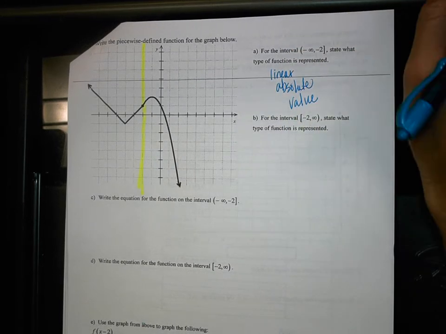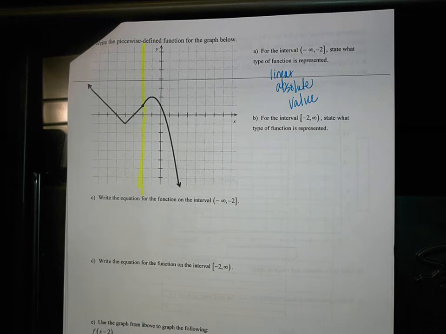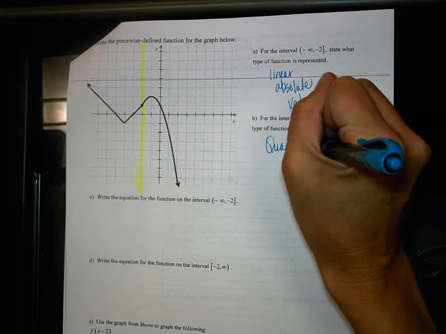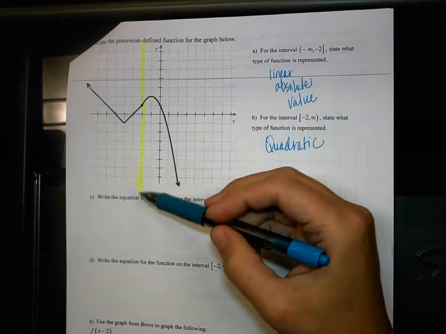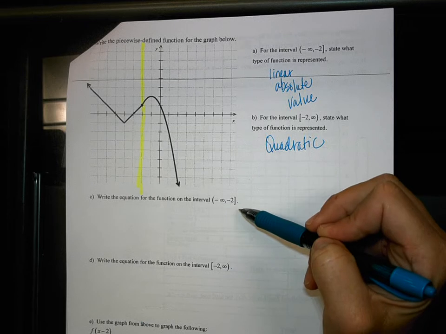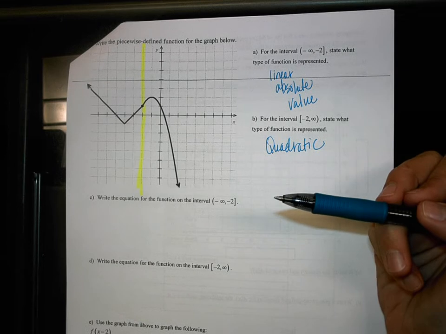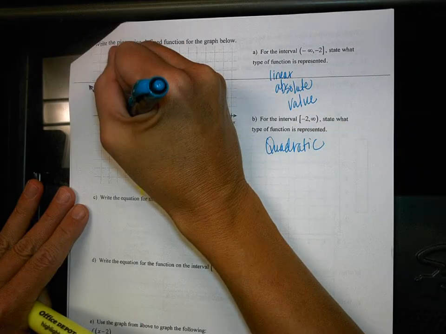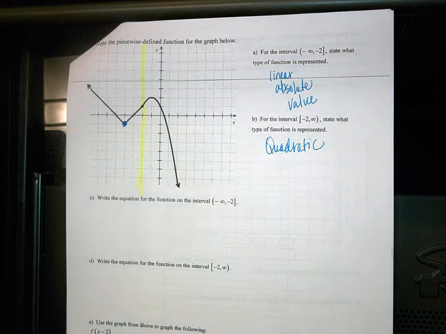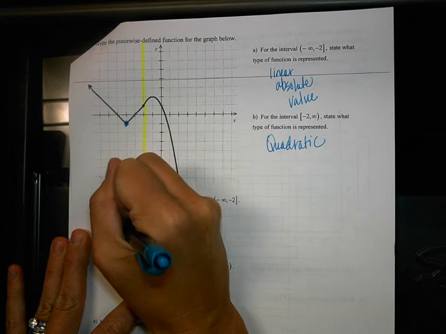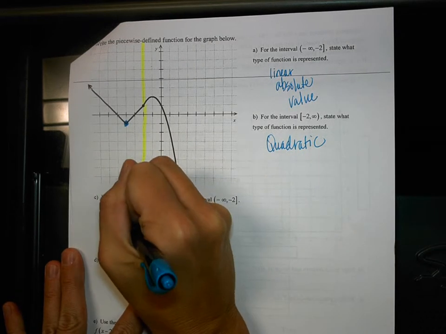Okay, and then it says B, for the interval negative 2 to positive infinity, state the type of function that is represented. What is that one? Very good. Quadratic is correct. Okay, C says write the equation for the function on the interval negative infinity to negative 2. Okay, can we do this? I think so. The first thing is, because this is linear absolute value, we want to know the vertex, correct? Okay, so what is my vertex? Negative 4, negative 1. Very good.